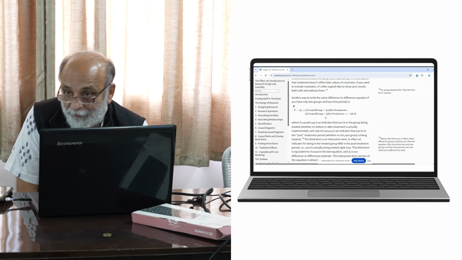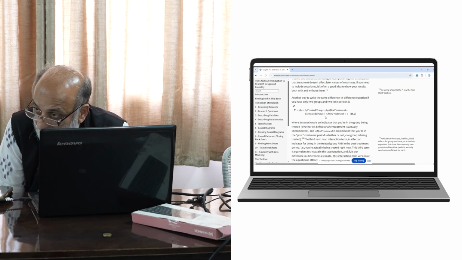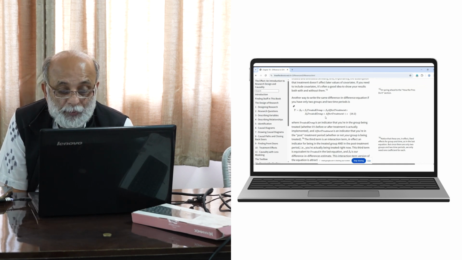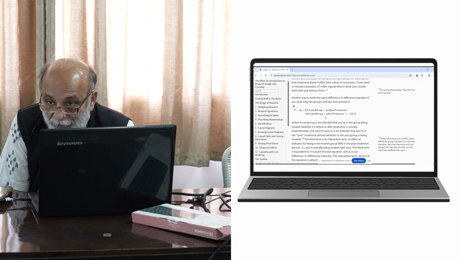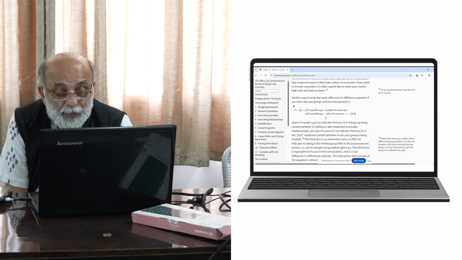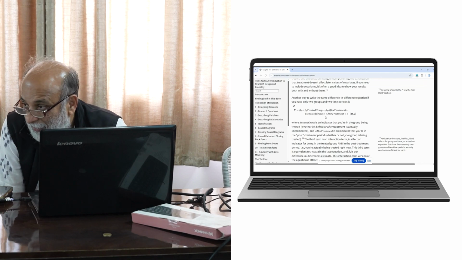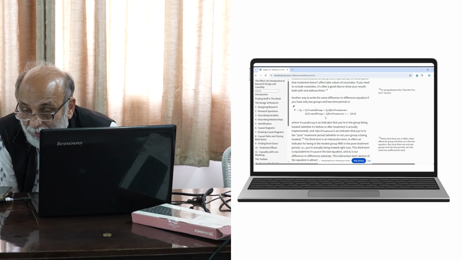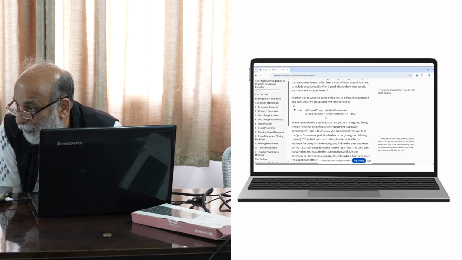Now come to Dhule. What would be Dhule before treatment? Beta 0. Dhule will be beta naught. What would be Dhule after treatment? Beta naught plus beta 2. So Dhule after treatment. So what is the difference in Dhule? Beta 2 will be the difference in Dhule.